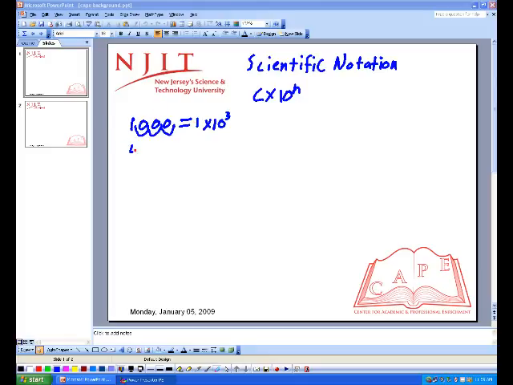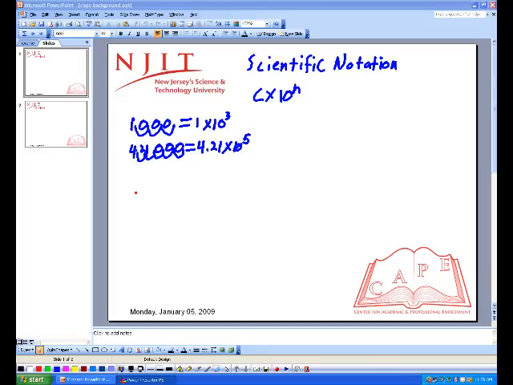So if we had the number 421,000, decimal point at the end, we move it 1, 2, 3, 4, 5 times to get to our base 4.21. So that's going to be 4.21 times 10 to the 5th.